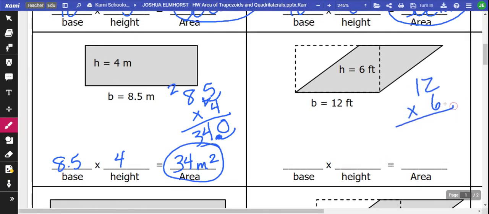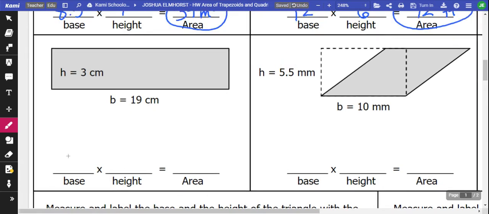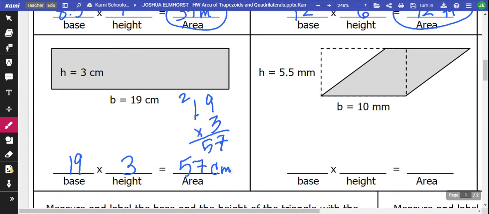12 times 6. 6 times 2 is 12. Carry the 1. 6 times 1 plus 1 is 7, so 72. So the base is 12. The height is 6. The area is 72 feet squared. So 19 times 3. 3 times 9 is 27, carry the 2. 3 times 1 is 3 plus 2 is 5. 57 centimeters squared.